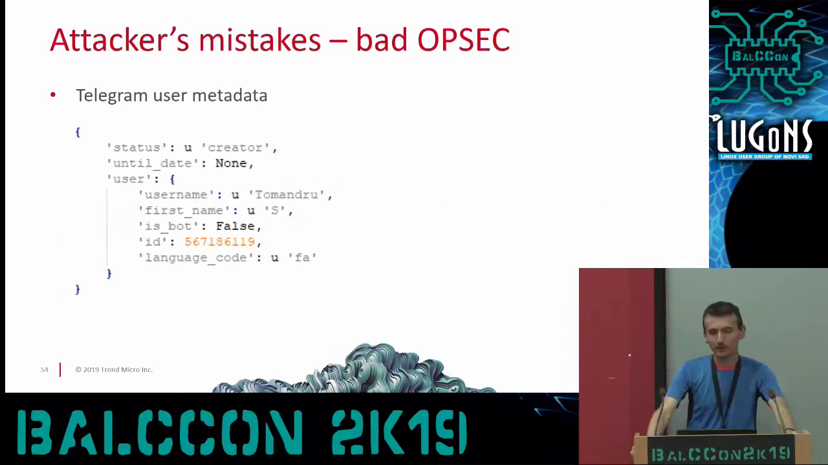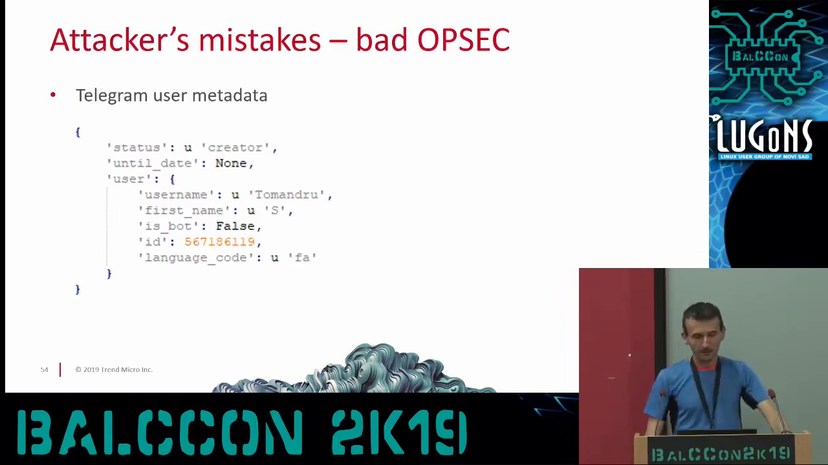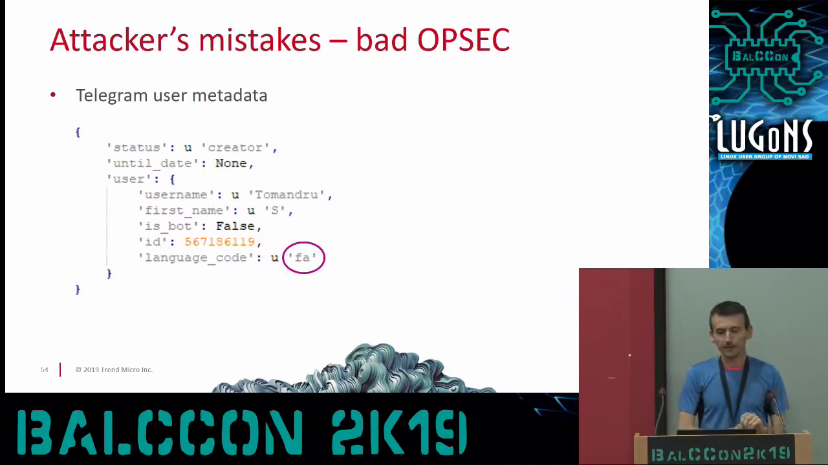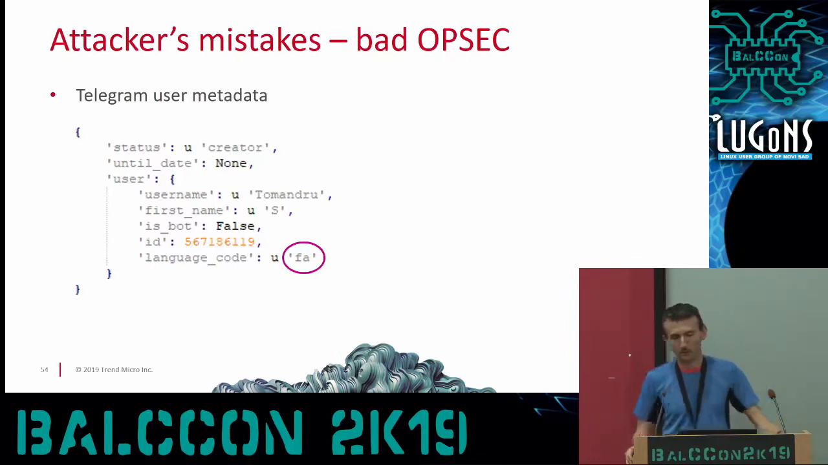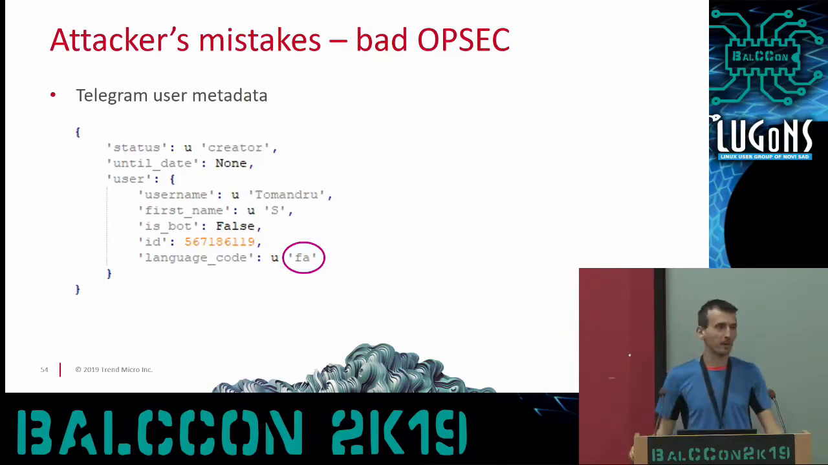Like I mentioned before, there is one more smaller mistake. I mentioned that they use Telegram, and for the Telegram channel you have some metadata. If you see this language code, it says FA, which is the Farsi language, spoken, I think, in Iran or somewhere. Of course it can be a false flag, but it can also be information which gives us a hint where the threat actor is from, because they forgot to change it to English, for example.